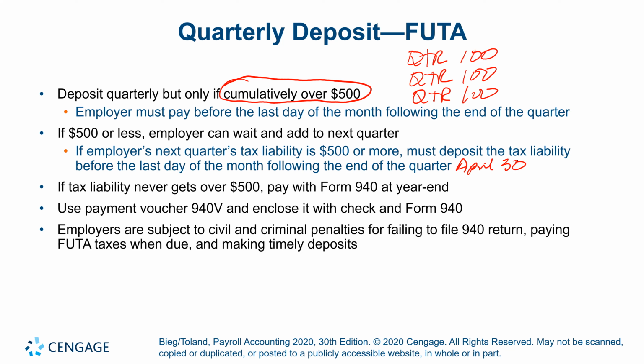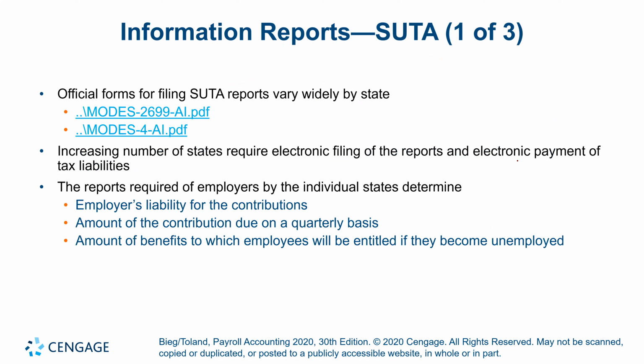Employers are subject to civil and criminal penalties for failing to file the 940 return, paying FUTA taxes when due, and making timely deposits. All right, some of these information reports, official forms. So, again, the Form 940 is the federal form that every state has to use, right? But when we think about state unemployment forms, those are different for each state. That's what it shows here, that official forms for filing SUTA reports vary widely by state. And I've got a couple of them pulled up here.